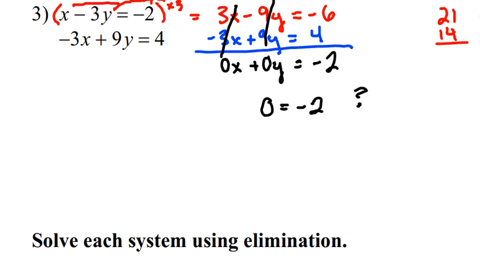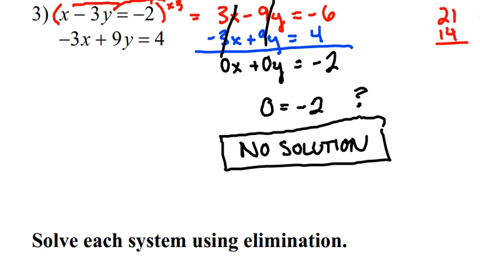0 equals negative 2. And that statement doesn't depend on x or y. In other words, y and x can't help this become true, which means that there is no solution to this system. These would be two parallel lines that just never cross. No solution.